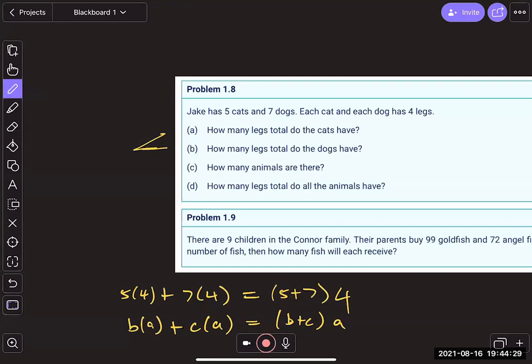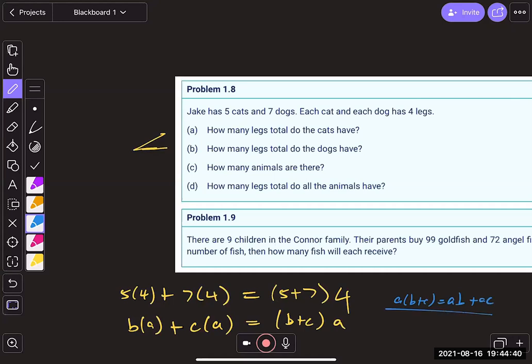Now, normally you'll actually see it in the other direction. You will typically see it as A times B plus C is equal to AB plus AC. You'll see it in this direction from left to right. This is what we call the distributive property.